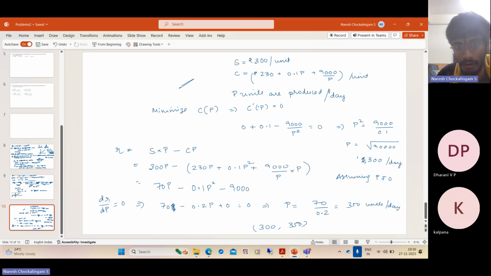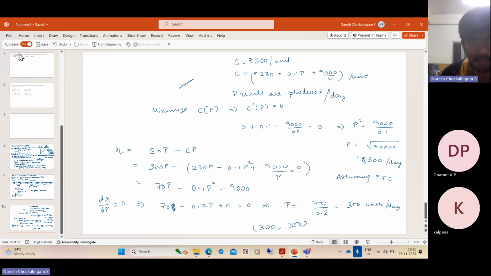So what is cost per unit? This is the cost per unit, and they want to minimize this. If you want to minimize or maximize a function, set its derivative equal to 0. This is basically a problem in optimization: you want to minimize the cost per unit, and you want to optimize the total profit in a day. So this is the cost per unit, set its derivative equal to 0. The solution I get is 300 units per day minimizes the cost.